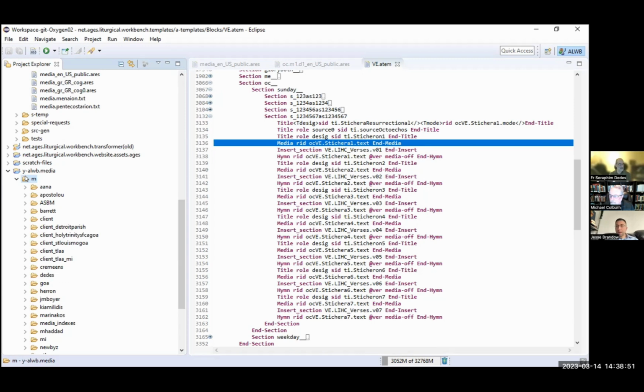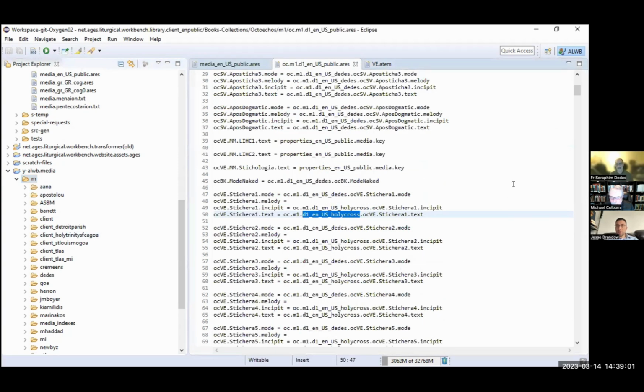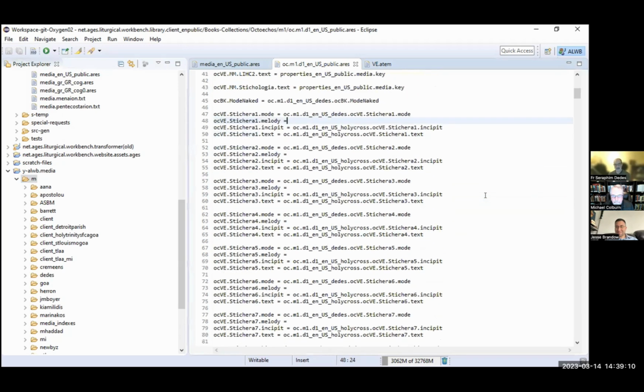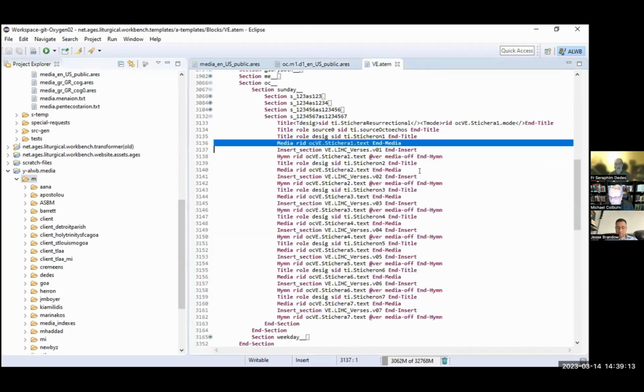Father Seraphim, would you mind just navigating to the other Aries file, oc.m1.d1? Okay, I just wanted to take a quick screenshot as reference in my notes. That's it. Thanks. All right. Anything else? We're at an hour, so. I think we covered everything.